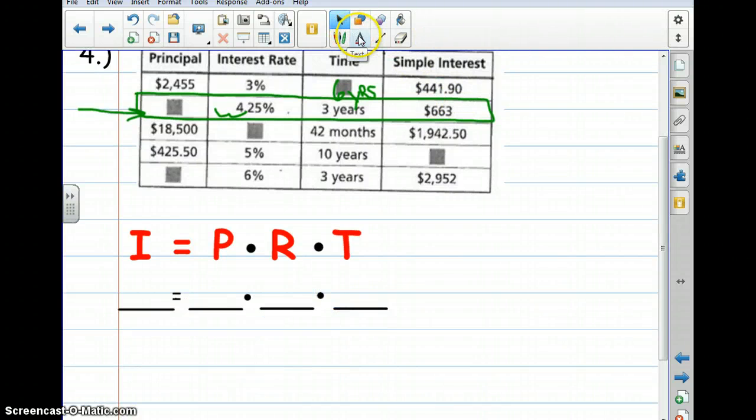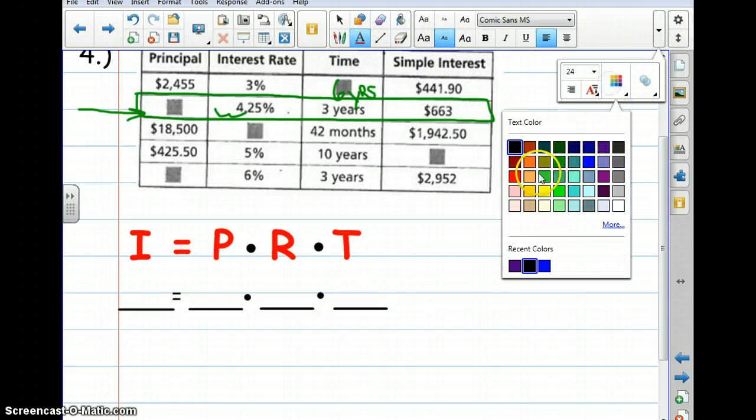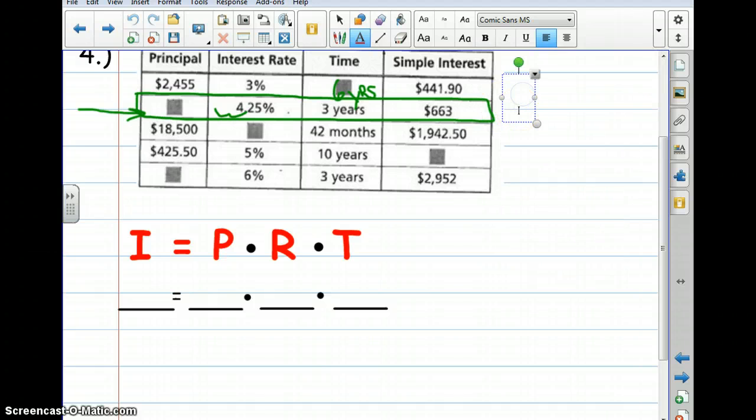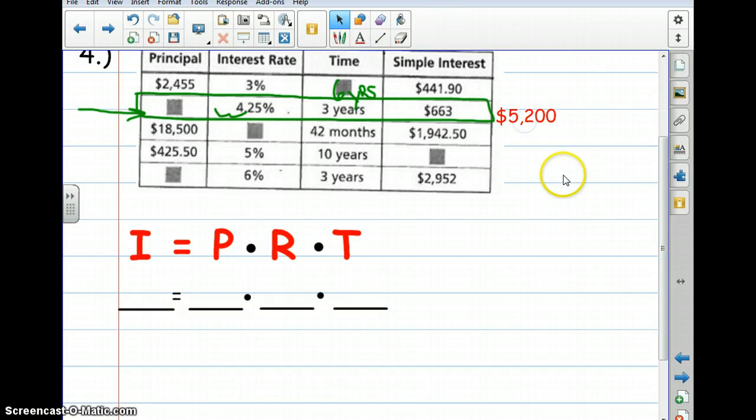Okay, hopefully most of you got that by this point, and you should have come up with a final answer of you had to deposit $5,200 in order to make $663. Okay, so now we're going to go on to this third one, and if you notice, this one's a little different than what we're used to seeing. This one shows a time in the matter of months. Well, we're not used to dealing with that. Typically, we deal with just years. So let's go ahead and just start filling in what we know.